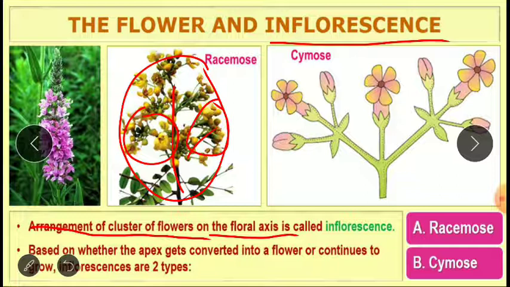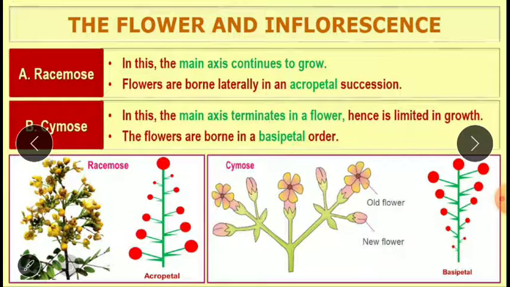Based on whether the apex gets converted into a flower or continues to grow, inflorescences are of two types, that is racemose inflorescence and cymose inflorescence. So now, coming to the first one, the racemose inflorescence.